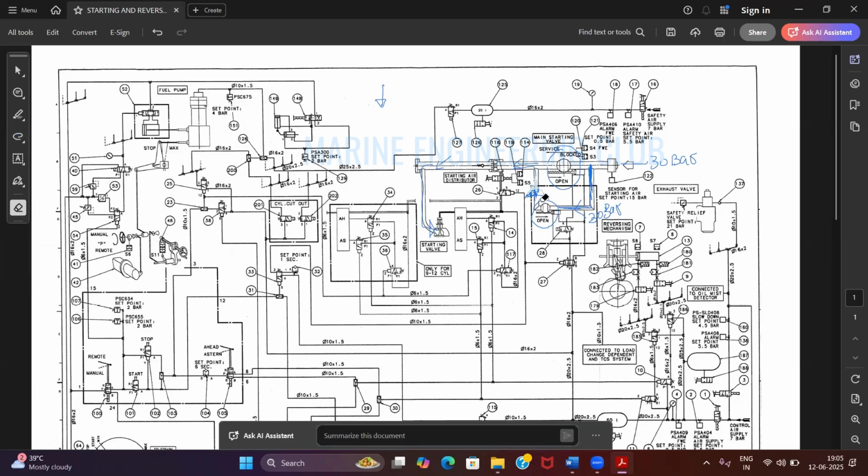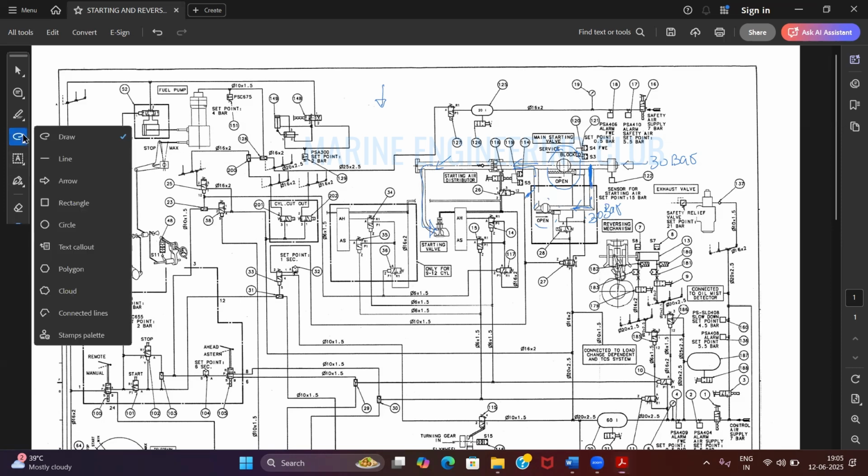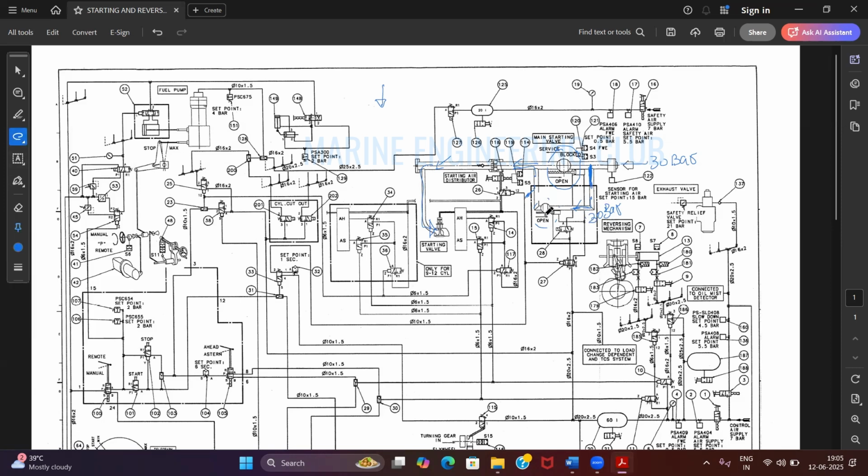But now what was happening on his ship, what I gave him the advice on, was the solenoid valve. There will be two solenoid valves, one for exactly this and one for exactly this one. So this solenoid valve was not working and only air was going from the slow turning valve. That is why his engine was not able to pick up the RPM.